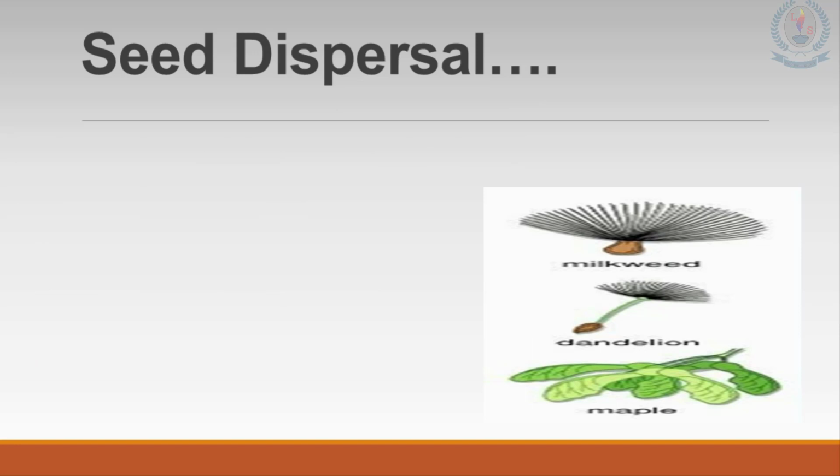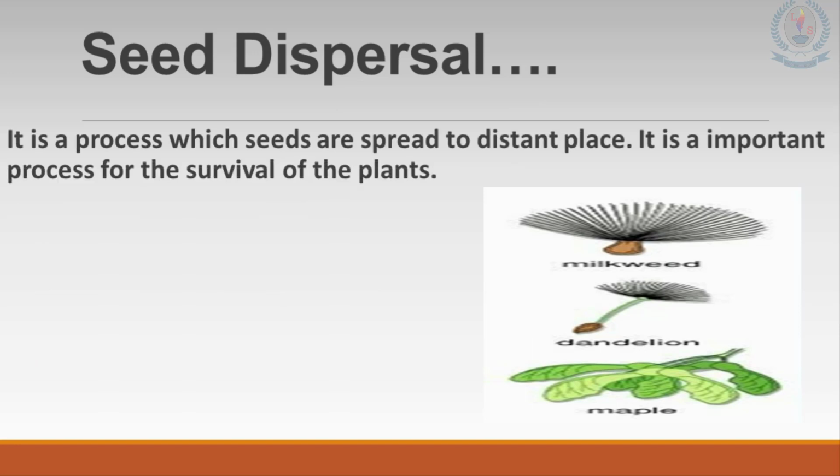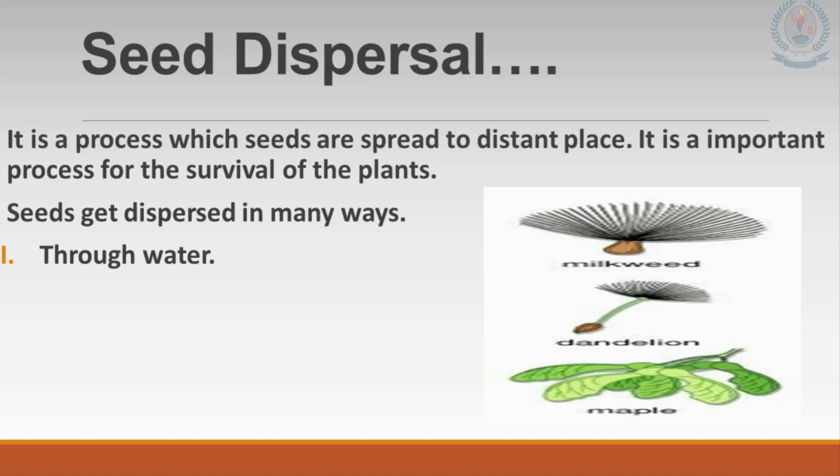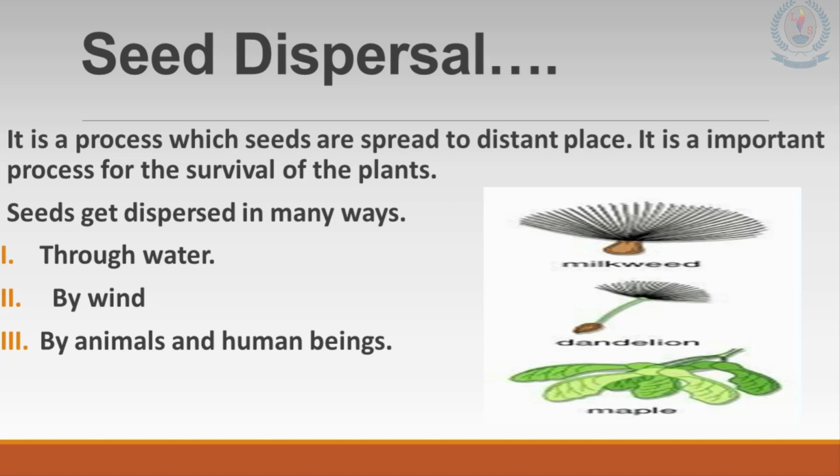Okay children, now let's see what is seed dispersal. It is a process in which seeds are spread to distant places. It is an important process for the survival of the plants. Seeds get dispersed in many ways. First one is through water. Second one by wind. Third one by animals and human beings. Fourth one by explosion. The last one is by germination.